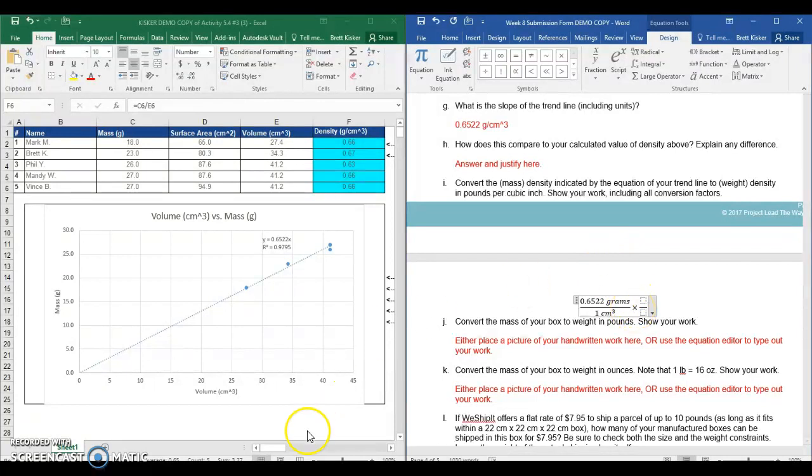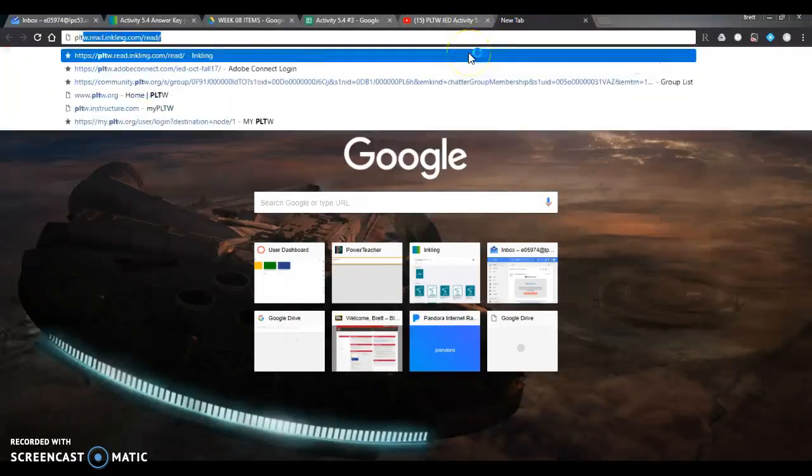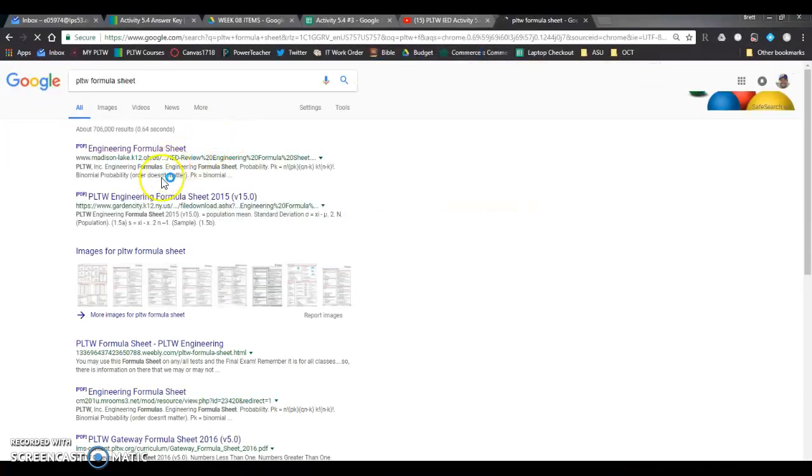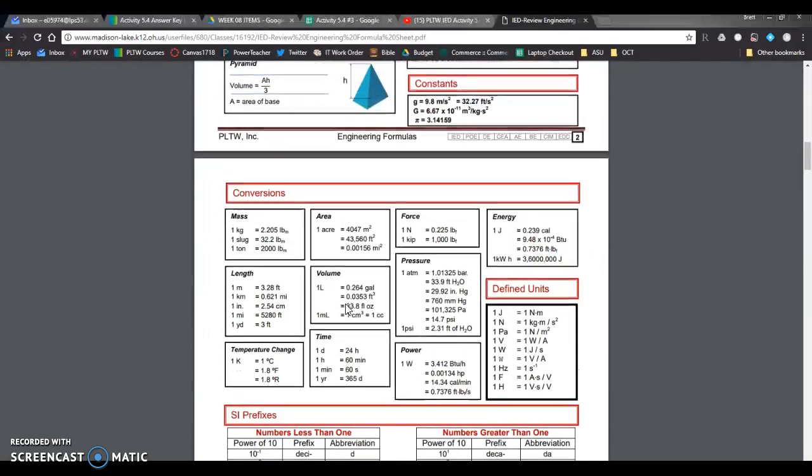So I would need to pull up here my formula sheet, and see, I guess I don't even have that up. I'm gonna go Google it real quick. Formula sheet. Here's one. This will be great. Scroll to page 3. Here are all our measurements here.